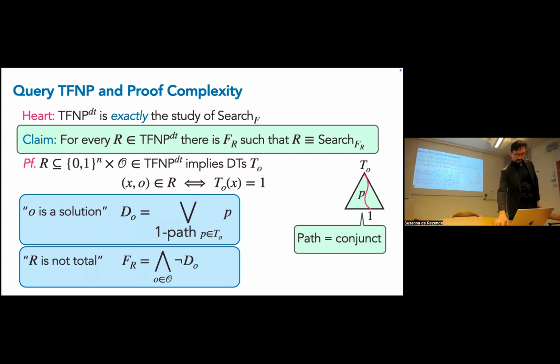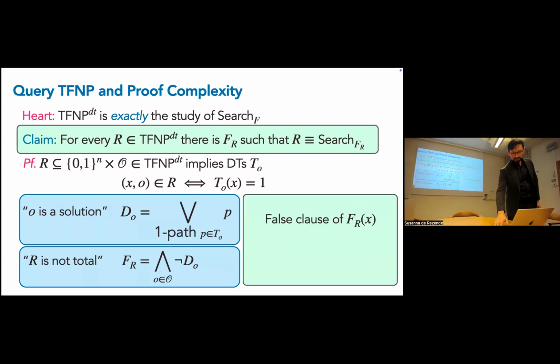Okay. And then using this, we can just say that R is not total. So we take a big AND over the negation of these DOs. So basically we say for each potential solution, it's not actually a solution. And so that's what the formula asserts.